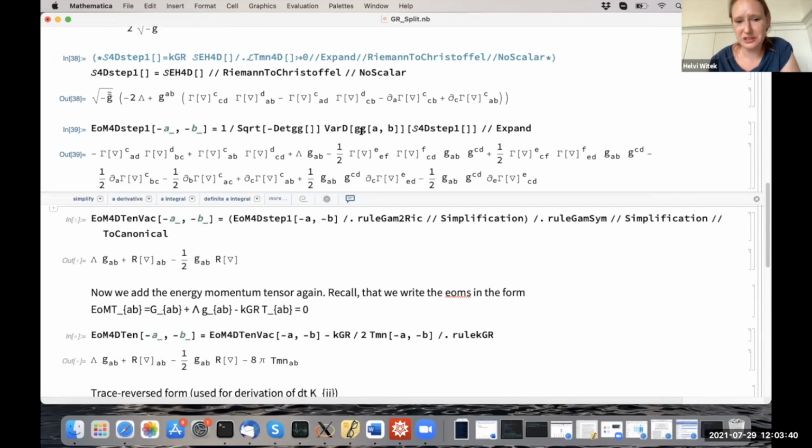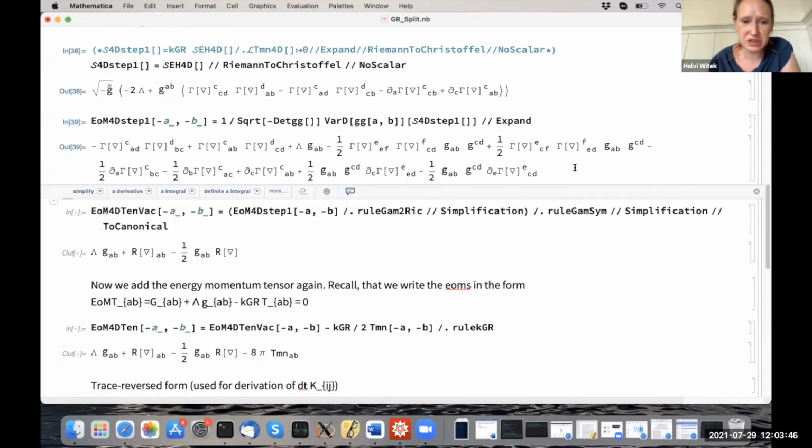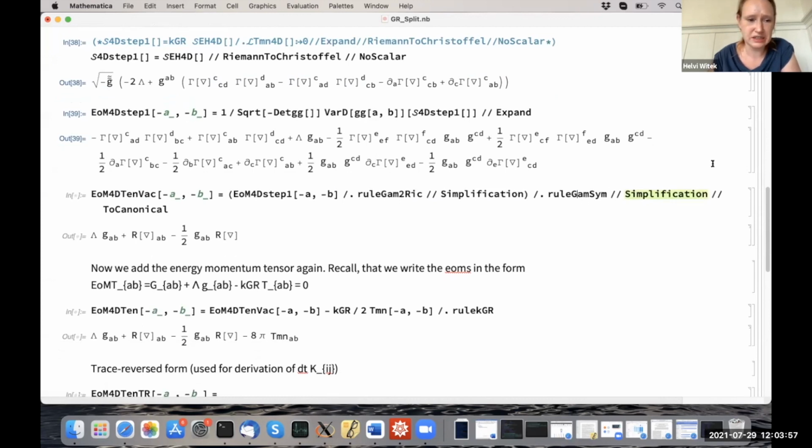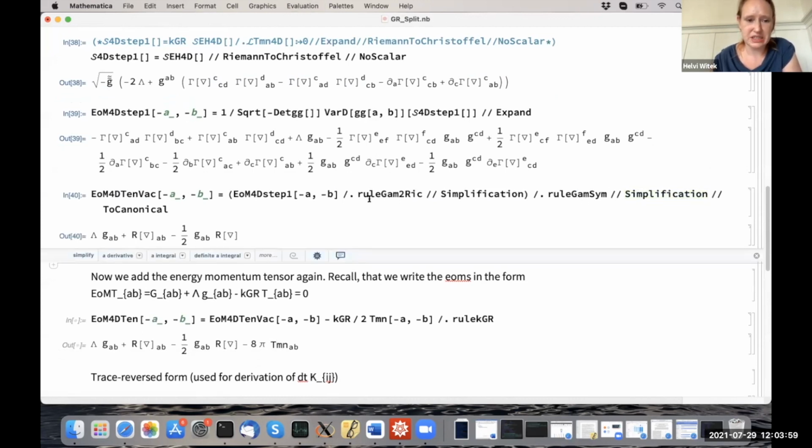Now, of course, this is not really in the form that we know and love. So I have defined some rules locally that allow me to collect these appearances of the Christoffel symbols back into the Ricci tensor and Ricci scalar. And this is precisely what we have here. And now we have our Einstein field equations in 4 dimensions with a cosmological constant.